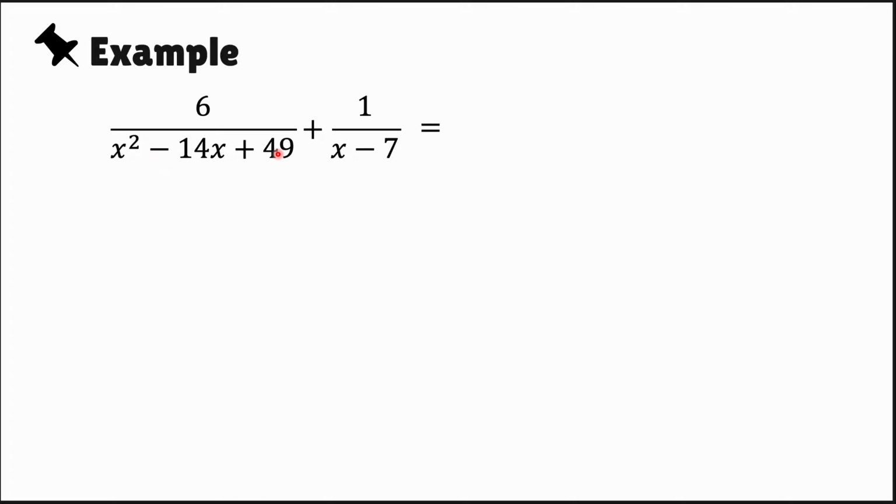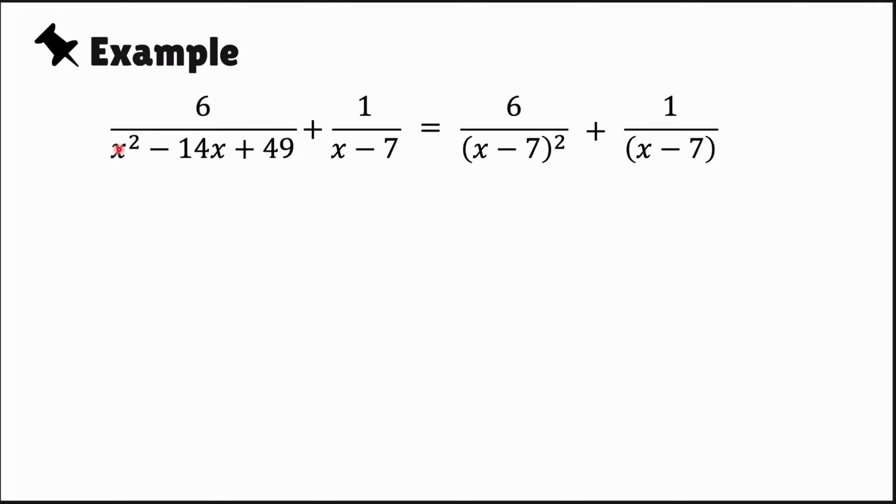So the two numbers, or the two factors, that will give you 49, but when you add, it's negative 14, are negative 7 and negative 7. Therefore, we can just write it as 6 over x minus 7 quantity squared. Plus, you still have the second fraction.